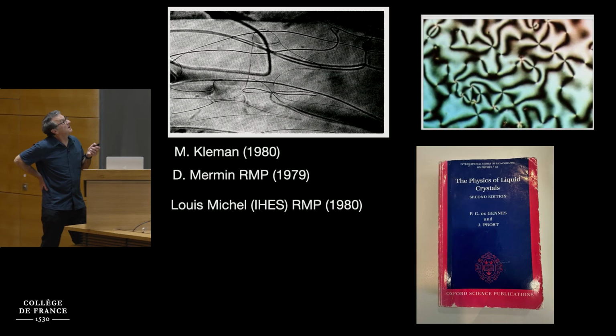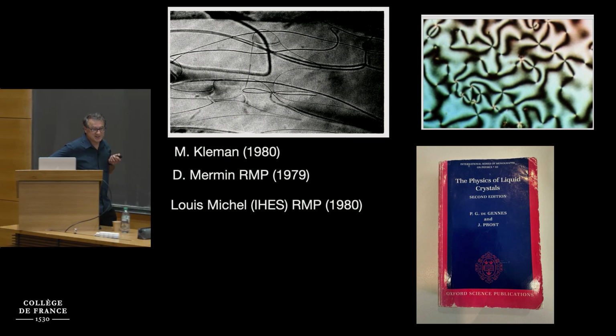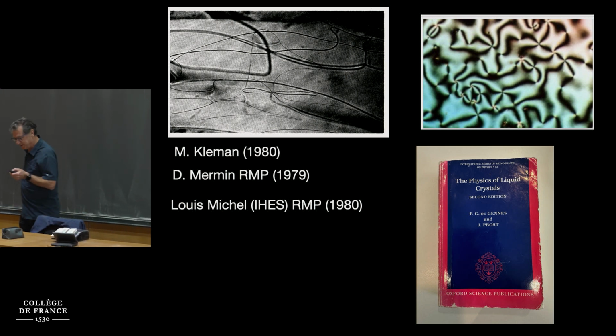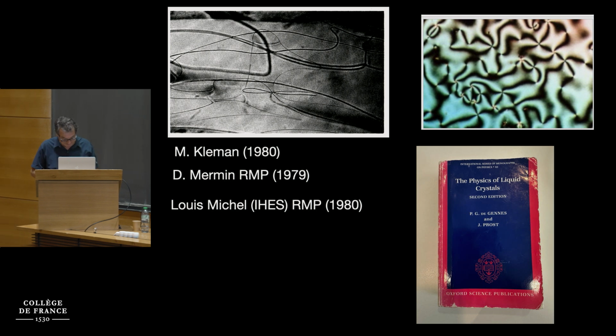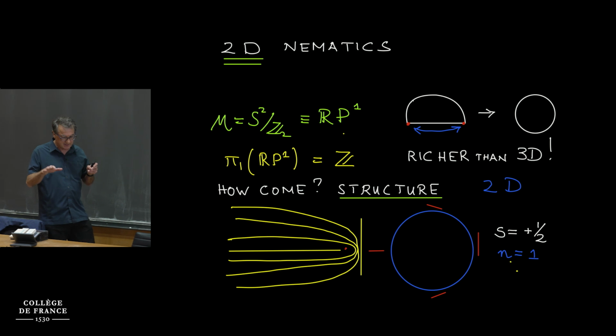Here's a picture of line defects. These are the elementary strength ones, the thicker ones are strength 1 up from that. This is a picture actually made by Maurice Kleman. Two nice reviews of the subject from 45 years ago by David Mermin and Louis Michel, who is at IHES. If you want to know the structure of the free energies and so on, you go to this great book here. Now, that's 3D. Now let's go down to 2D.